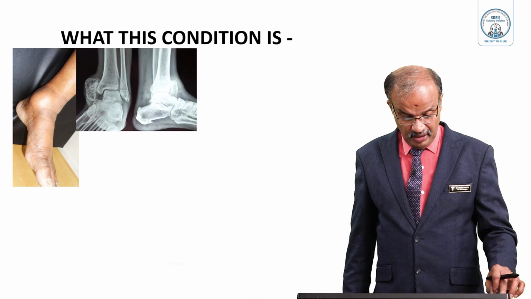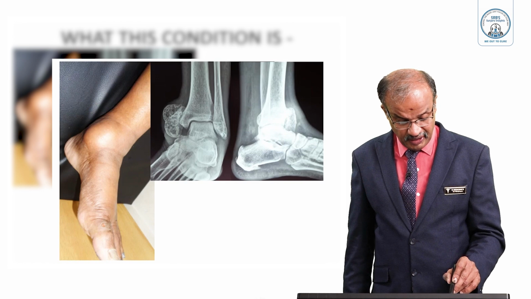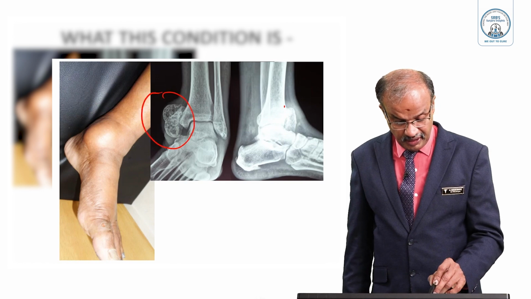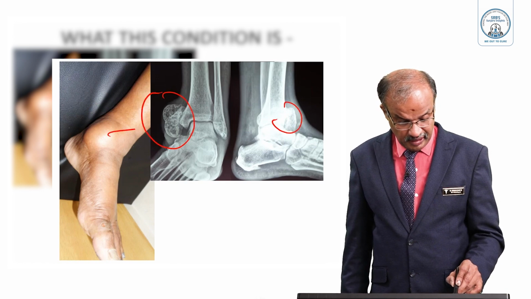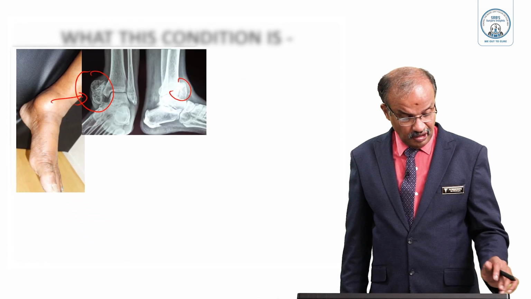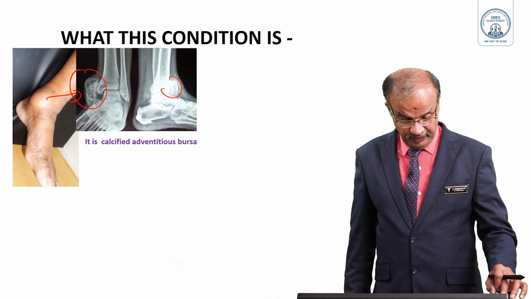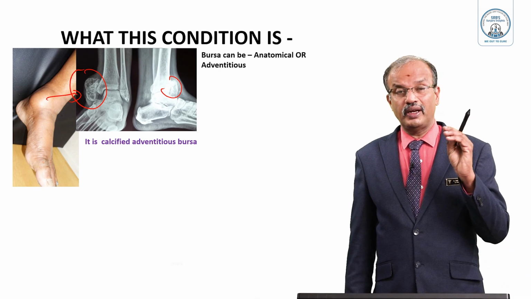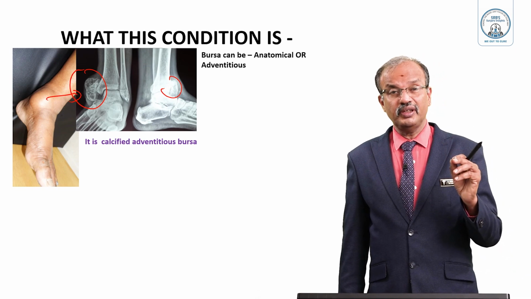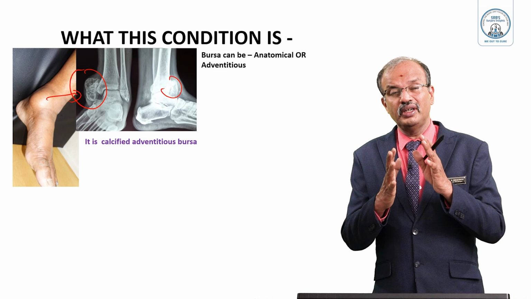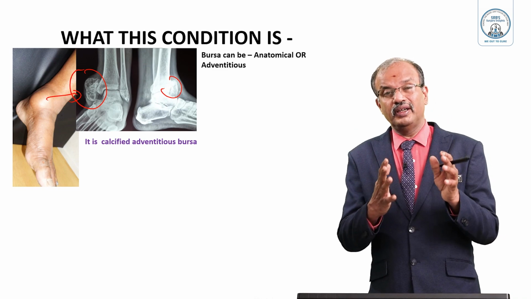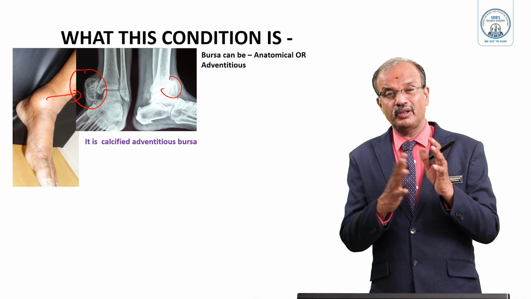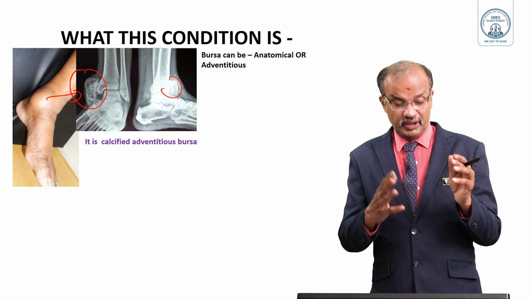And see that when you take an X-ray here, you can see the calcification here. See, this is the typical calcification. So it is definitely a calcified adventitious bursa. All of you know that a bursa can be anatomical or adventitious. Anatomical is where friction occurs and naturally it is there, so that it prevents the friction wherever friction is possible.